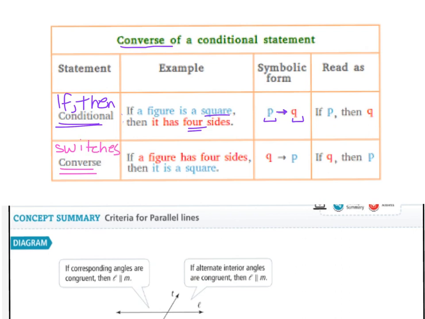So notice now it says if a figure has 4 sides, then it is a square. Sometimes the converse is true and sometimes it's false. So if you think about this, are all 4-sided shapes squares? Not necessarily. But to look at the converse, we're literally just reversing the 2 statements in the if and then form. Our goal is to decide if we have enough information to prove that converse true down below.